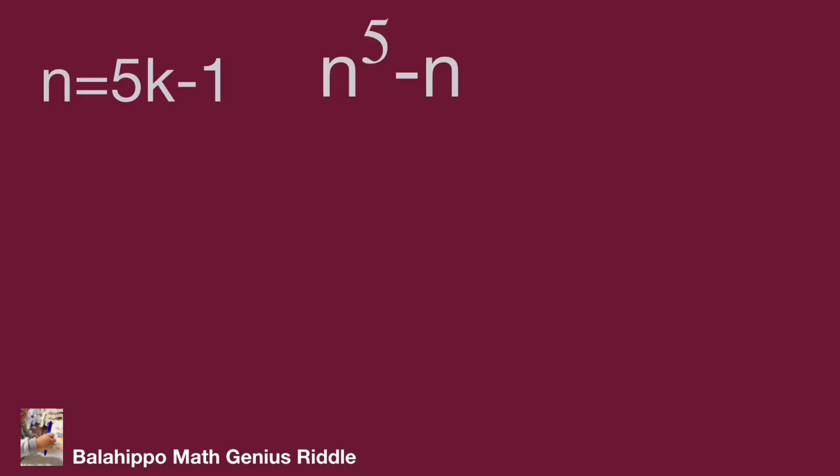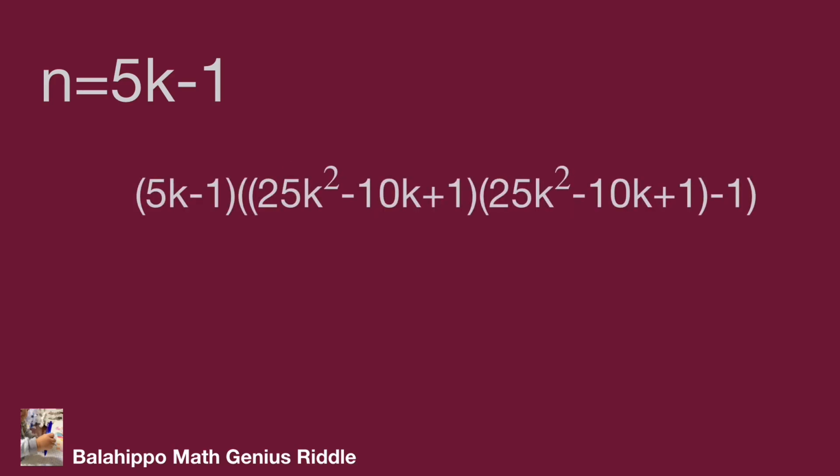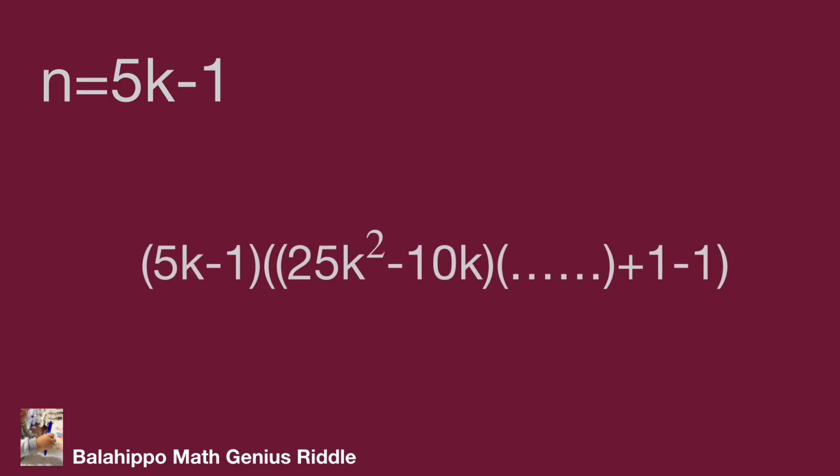For n equal to 5k minus 1, the same operations as n equal to 5k plus 1. Finally, treat 25k squared minus 10k as one item, then develop it and simplify it as (5k minus 1) times bracket (25k squared minus 10k) multiplied by (25k squared minus 10k plus 2), plus 1 minus 1. Again, plus 1 minus 1 equals 0. So 25k squared minus 10k has the factor 5. Same result as n equal to 5k plus 1.